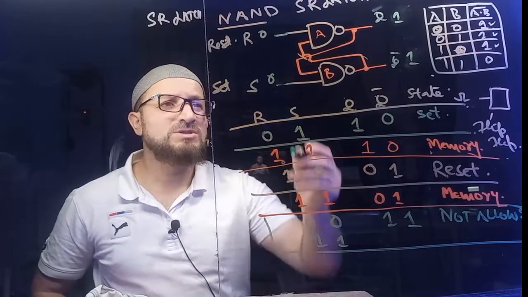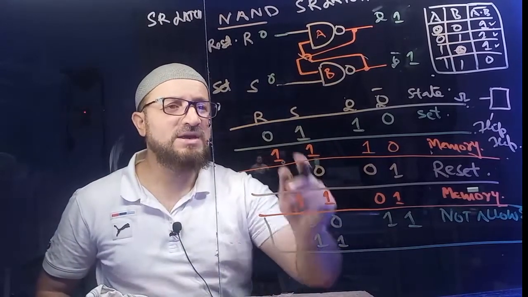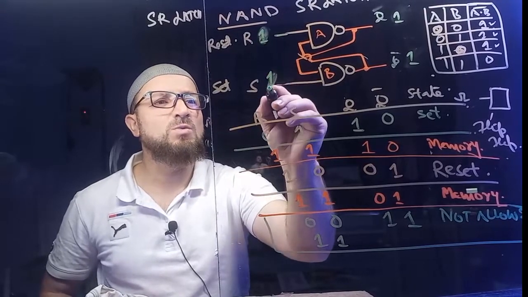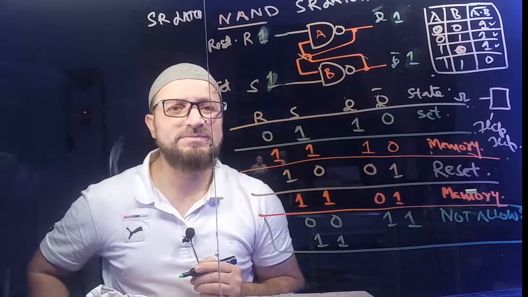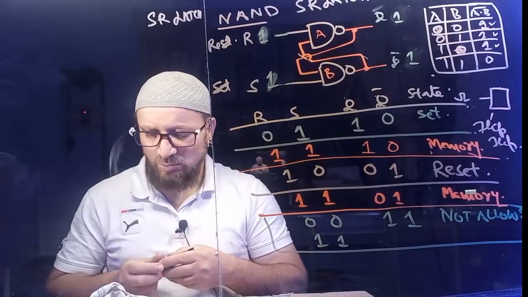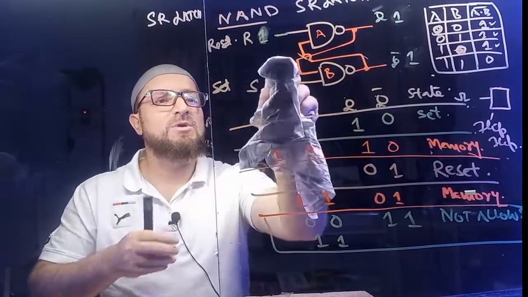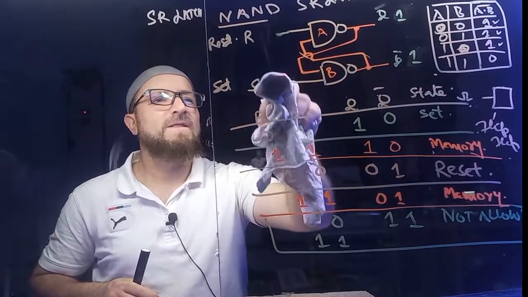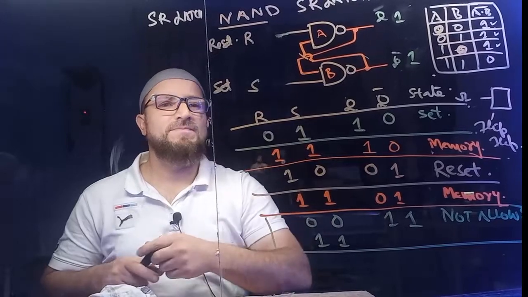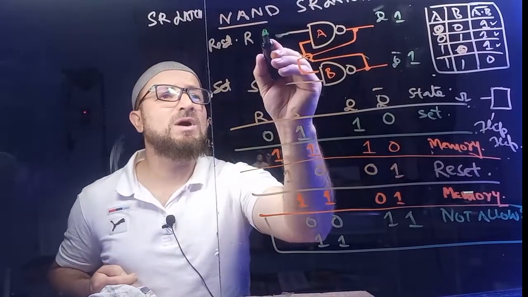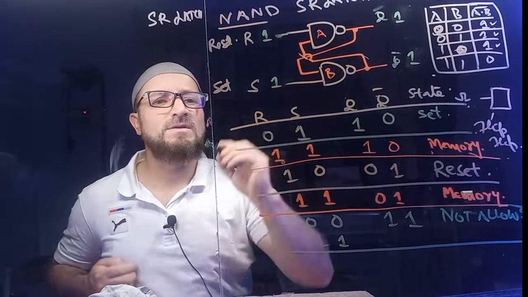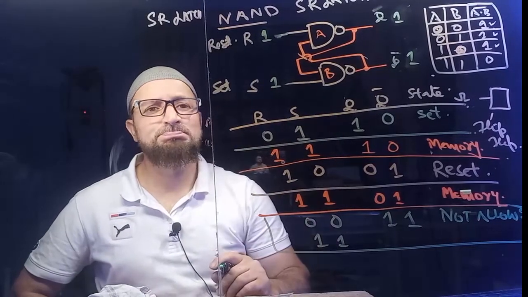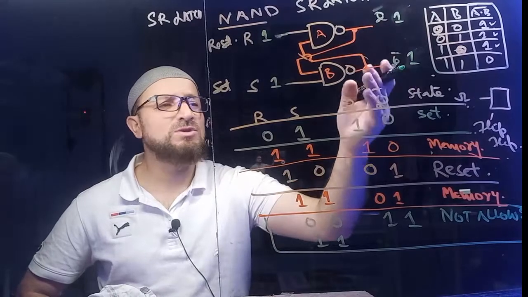How? Because if it is 0 0, now I am making it 1 1. Now I am making it 1 and 1. So if I am making it 1 1, let me rub it properly because it's not visible properly. Okay, now it will be visible. If I make it 1 1, the previous state was here 1 1 also, so they will come up.